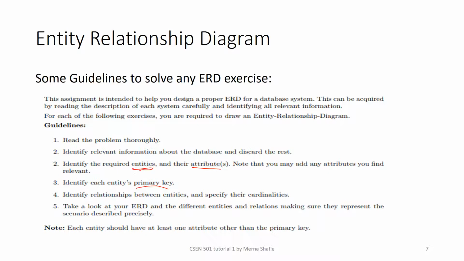And then you need to take a look at your ERD and different entities and relations, making sure they represent the scenario described precisely. So after you finish, you just need to look at it again to make sure it represents exactly what you need. Note that each entity should have at least one attribute other than the primary key. It's always said that any entity should have at least one more attribute to be a standalone entity. Otherwise it could be an attribute of something else that we haven't noticed. Okay? Let us start solving this.